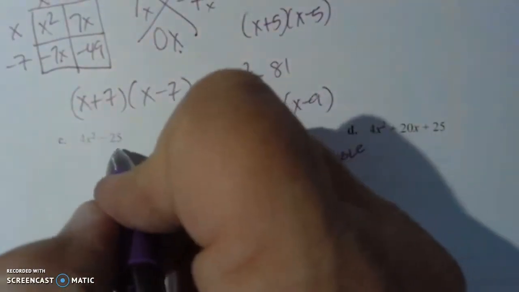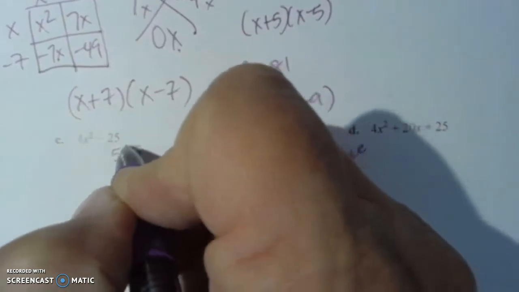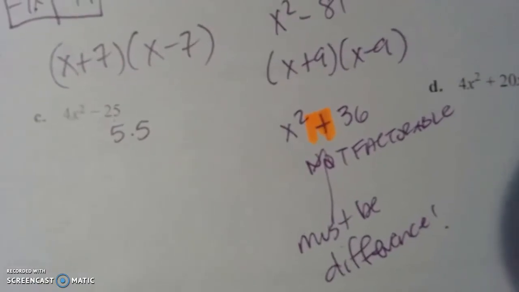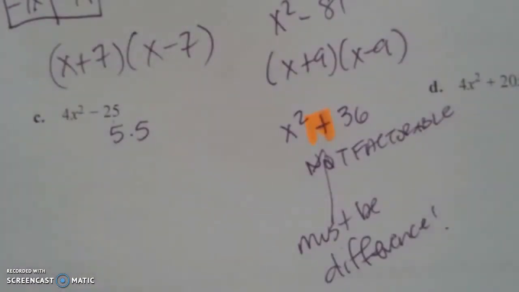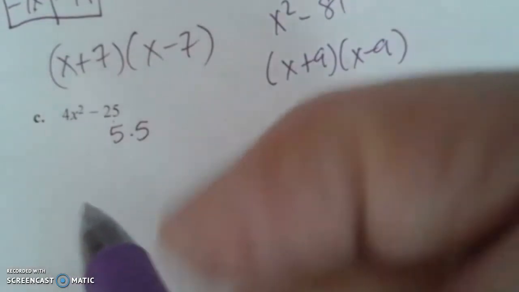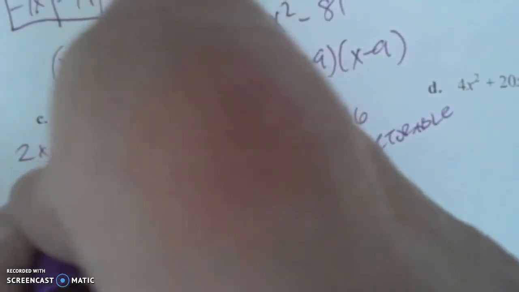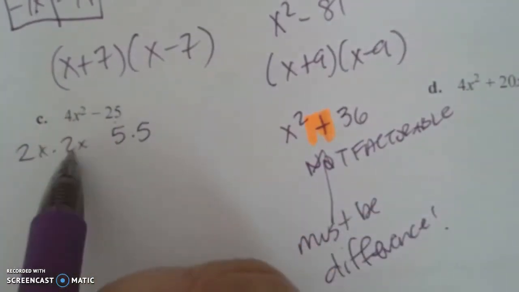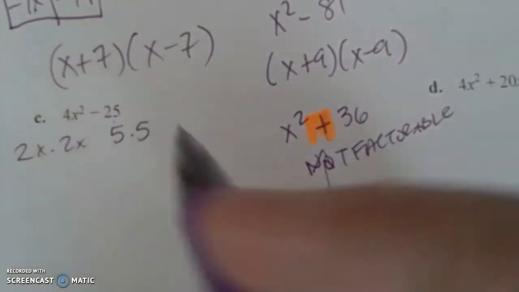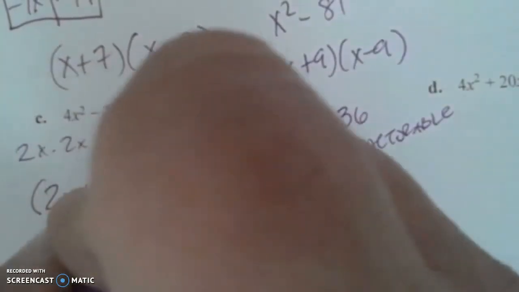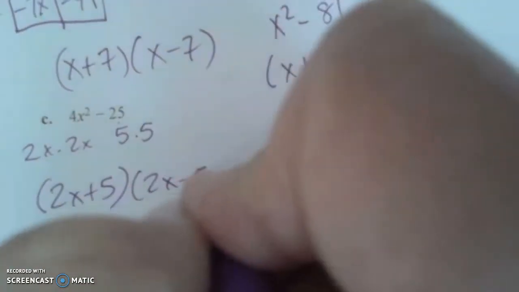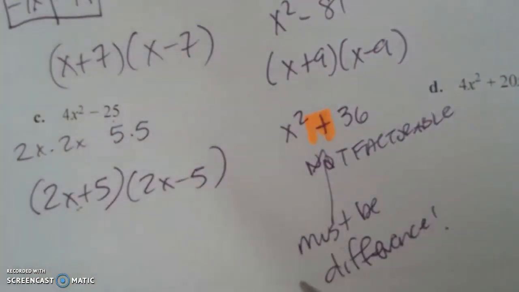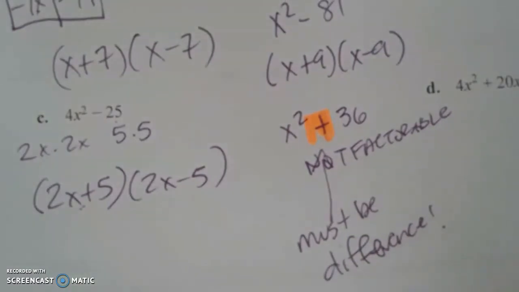Okay, so let's go over here. We know that 25 is a perfect square because we already did it, 5 times 5. But what multiplies together to make 4x squared? What times what makes 4x squared? How about 2x times 2x? So this is a perfect square because of 2x times 2x. This is a perfect square because of 5 times 5. So we can say 2x plus 5, 2x minus 5. It doesn't matter, I can put the minus first, but it's a difference of two squares. That is the important thing.